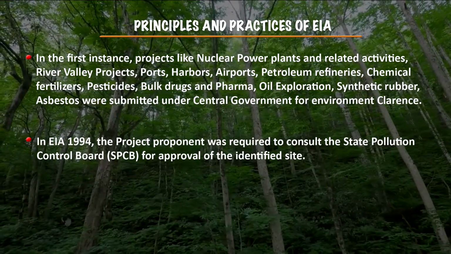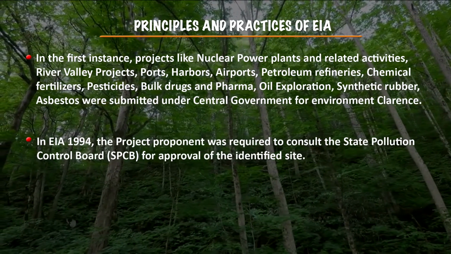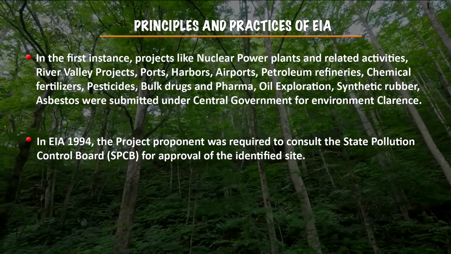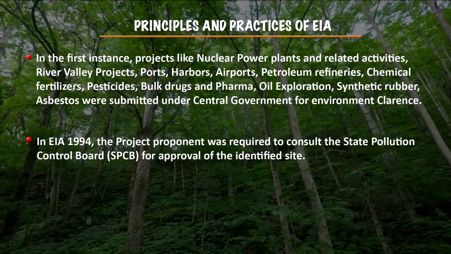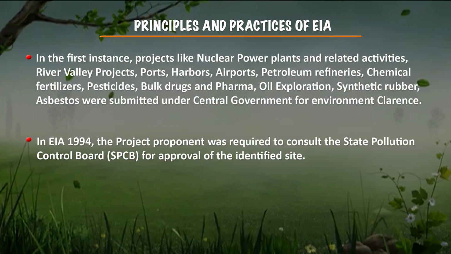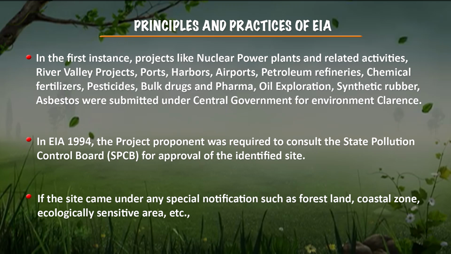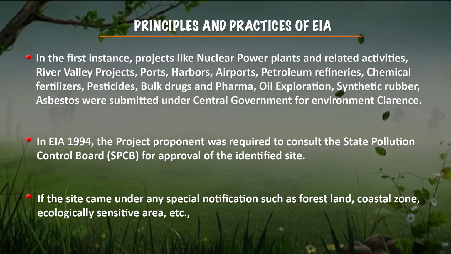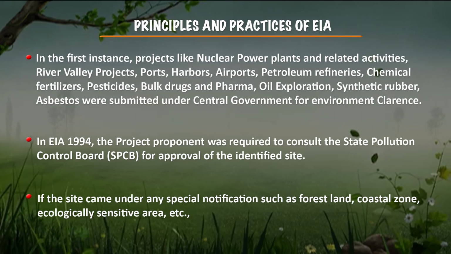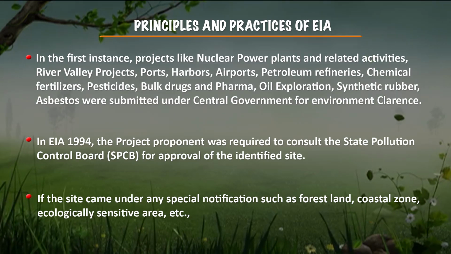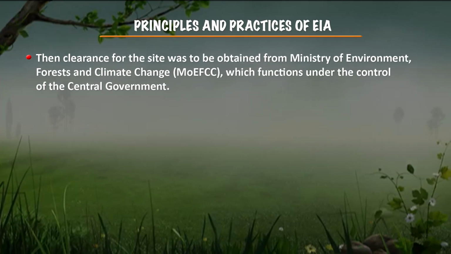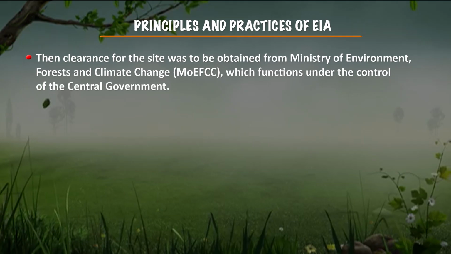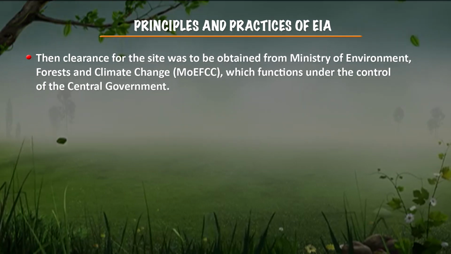In Environmental Impact Assessment 1994, the project proponent was required to consult the State Pollution Control Board, that is SPCB, for the approval of the identified site. If the site came under any special notification like forest land, coastal zone or ecologically sensitive area, then the clearance for the site was to be obtained from the Ministry of Environment, Forest and Climate Change, which functions under the control of the central government.